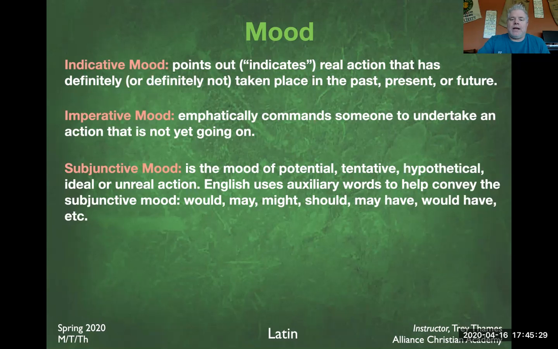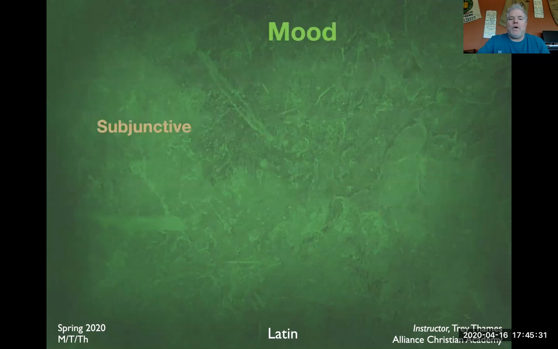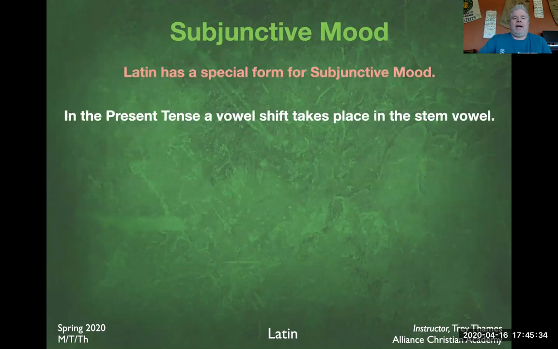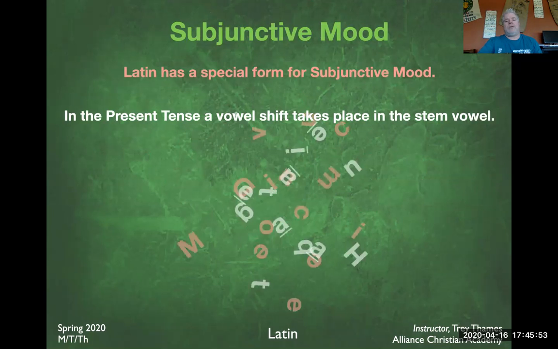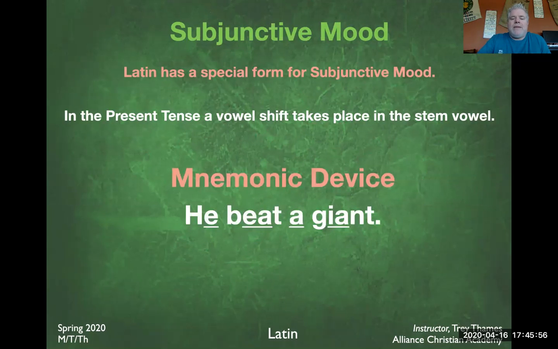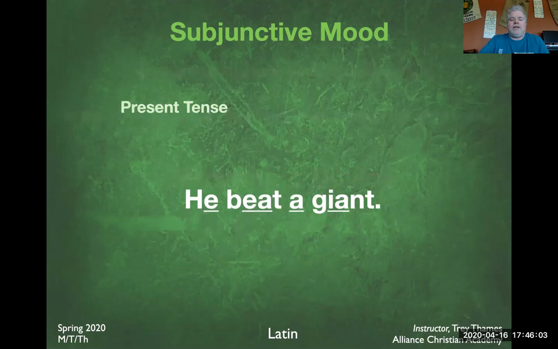Latin, however, does something a little different. It has a special form for the subjunctive mood. The form takes a vowel shift in the stem vowel of the main verb, or the main principal part there. So it shifts from whatever the main vowel is to a new vowel. And we use a mnemonic device to help us remember this shift. We use "he beat a giant." So your book says "we fear a liar," but I like "he beat a giant" better. And so our vowel is simply going to shift to this new vowel.